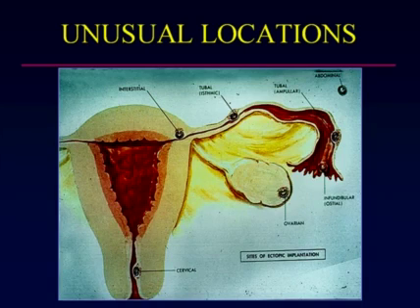Well, I want to end by talking about some unusual locations of ectopic pregnancy. Most ectopic pregnancies occur within the ampullary portion of the fallopian tube, but occasionally you'll see ectopic pregnancies in the interstitial portion of the tube, which is the portion of the tube that travels through the myometrium to the endometrial cavity, occasionally within the cervix, here occasionally within the ovary, and occasionally you may see abdominal pregnancies as well.